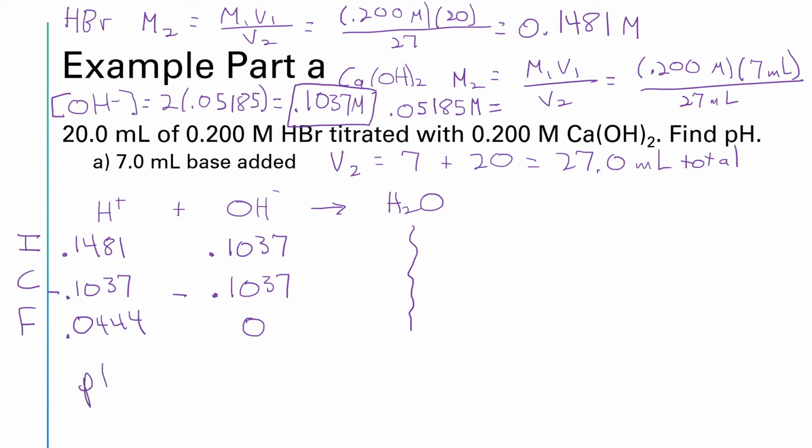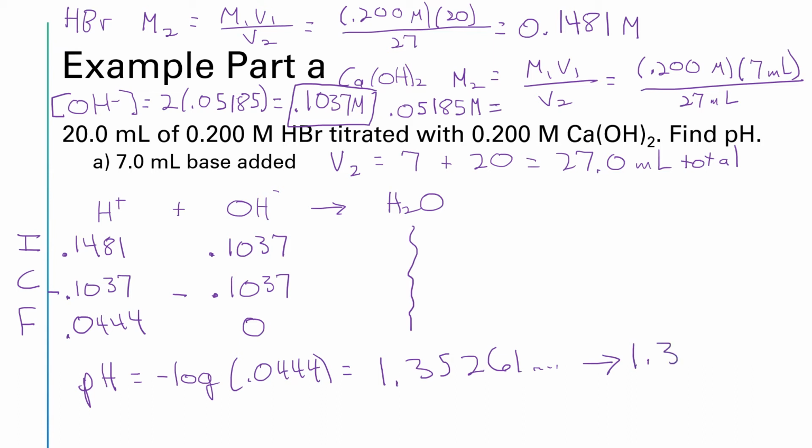So that means that the pH of the solution will be minus the log of 0.0444, which will be 1.35261 and a bunch of other digits. Let's see, I've kind of lost track of my numbers here. We had 3 sig figs originally in our molarity, so this should round to 3 decimal places, so 1.353 for the pH after 7 mils of base have been added.